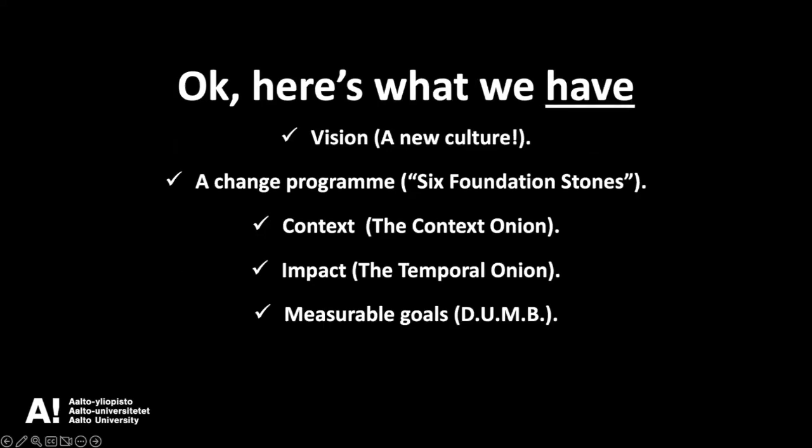What do we have? So we kind of gave you a vague vision for a new culture. This is a new culture we want. We can take some kind of framework for a change program. And we get the 3 tools. We get the context, we get some idea on the impact, and we get measurable goals. So that's what we have. The situation is this. It's all foggy. These are the tools we have.